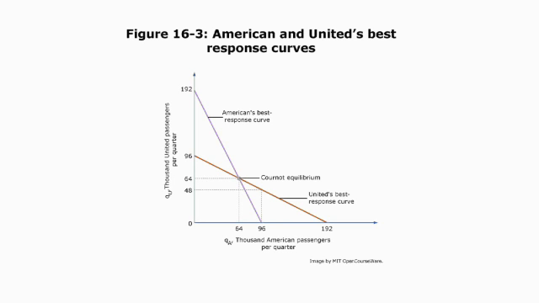If United flies 64, American should fly 64. So you can literally trace out these curves, asking at every single point, given what the other guy's doing, what should I do? We solved for two points on this curve. We solved for the other guy producing 0, which is you produce 96. We solved for the other guy producing 64, which is you produce 64. That same math can be solved for every point on this curve.